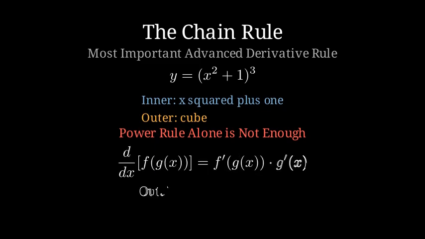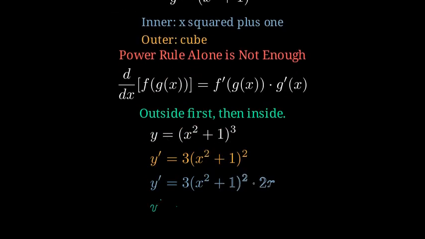The chain rule says the derivative of f of g of x equals f prime of g of x times g prime of x. A simple memory trick is outside first, then inside. Now, let us do a step-by-step example. Differentiate y equals (x squared plus 1) cubed.